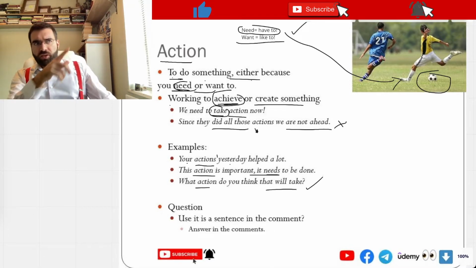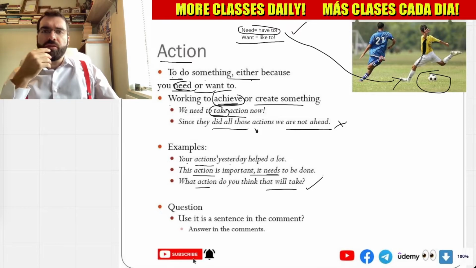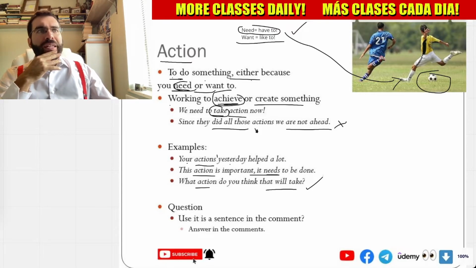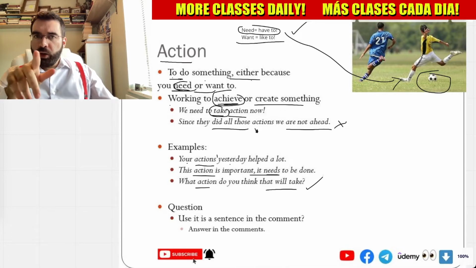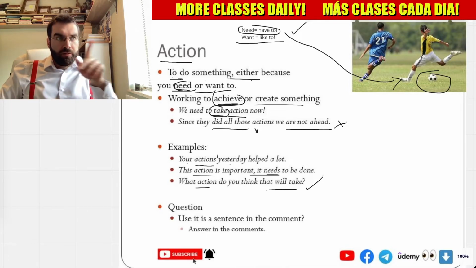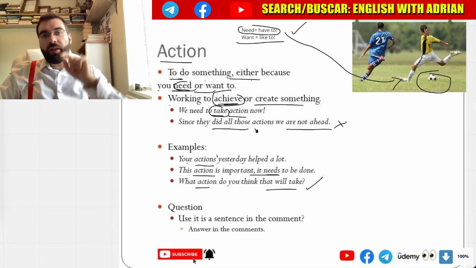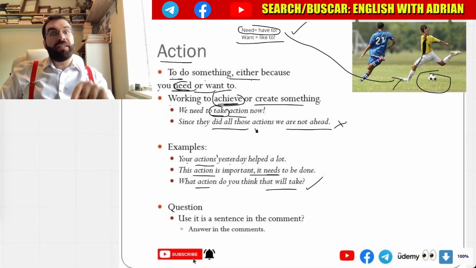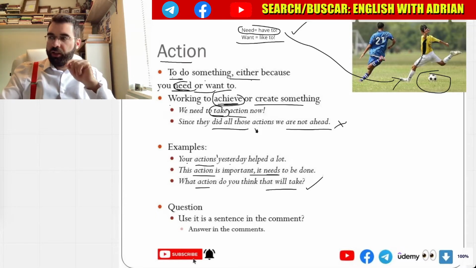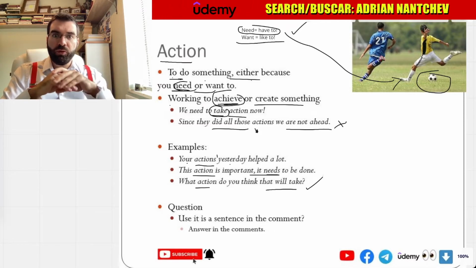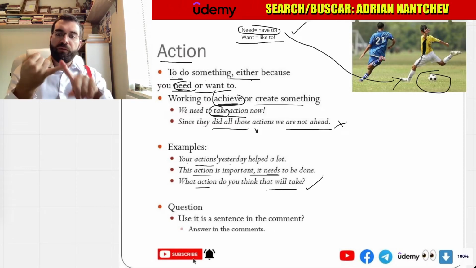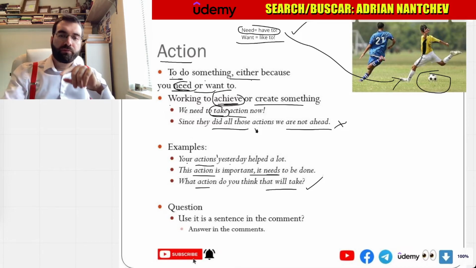And what action do you think that will take? What action do you think that will need? What actions do I need to take now to do that? What actions do you think I need to do to achieve that? What if we want to go to Portmeirion? What actions do I need to take now? Okay, plan, get the car, get the fuel, get the right kind of clothes. What's the weather going to be like? Maybe some food. Plan the route. Different actions that need to be done.